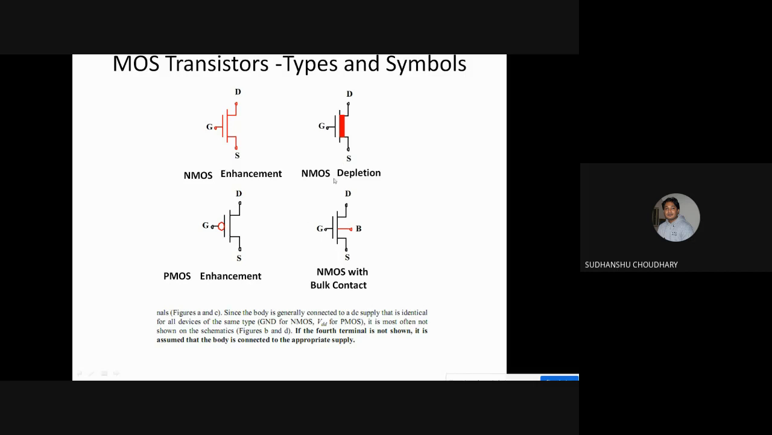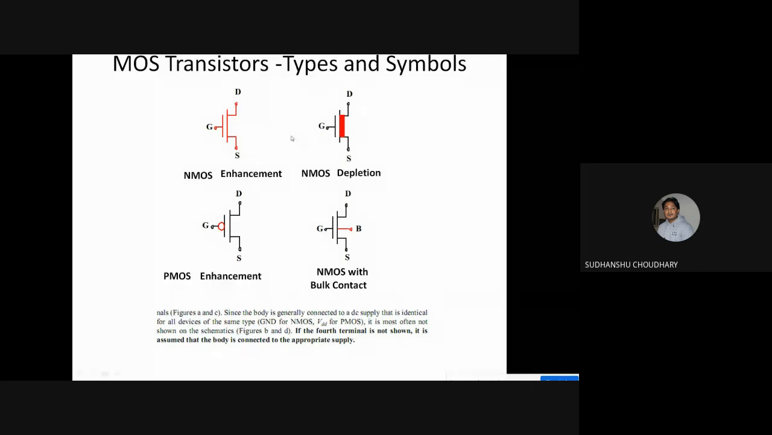Then similarly, depletion NMOS is represented by this thick line over here, the red line which you are seeing. So this represents a depletion type MOSFET. So what are depletion and enhancement? We'll understand very soon.